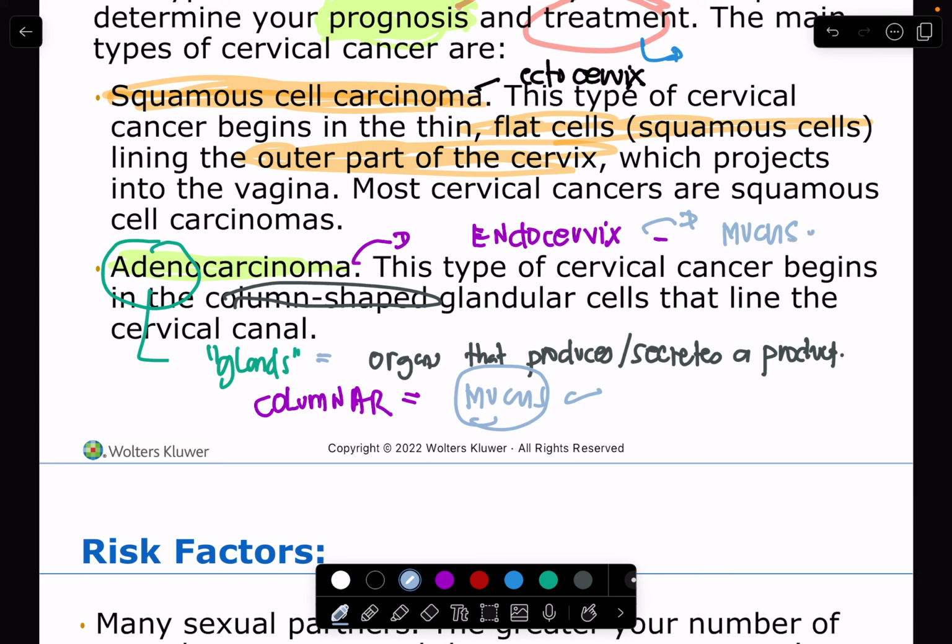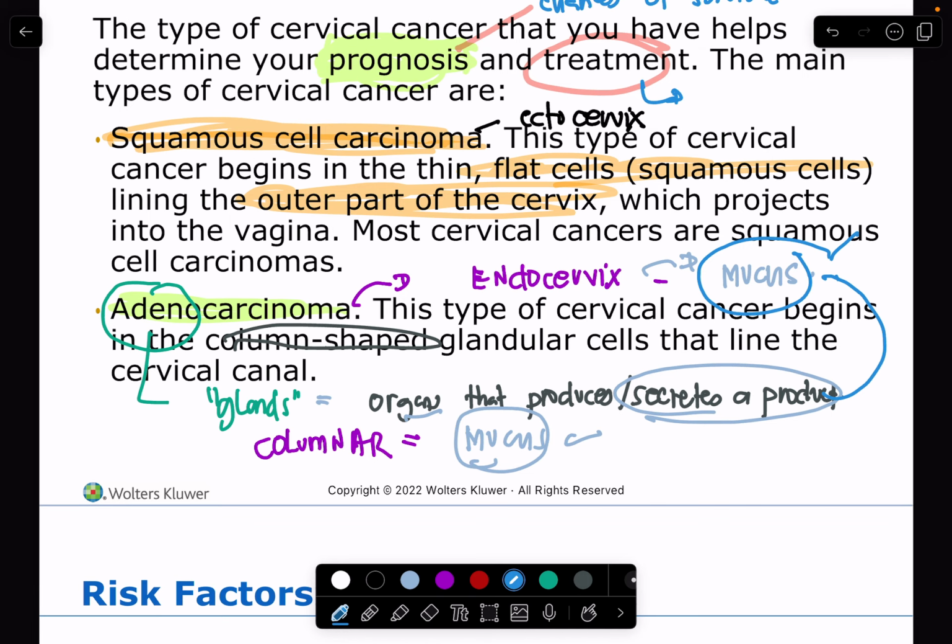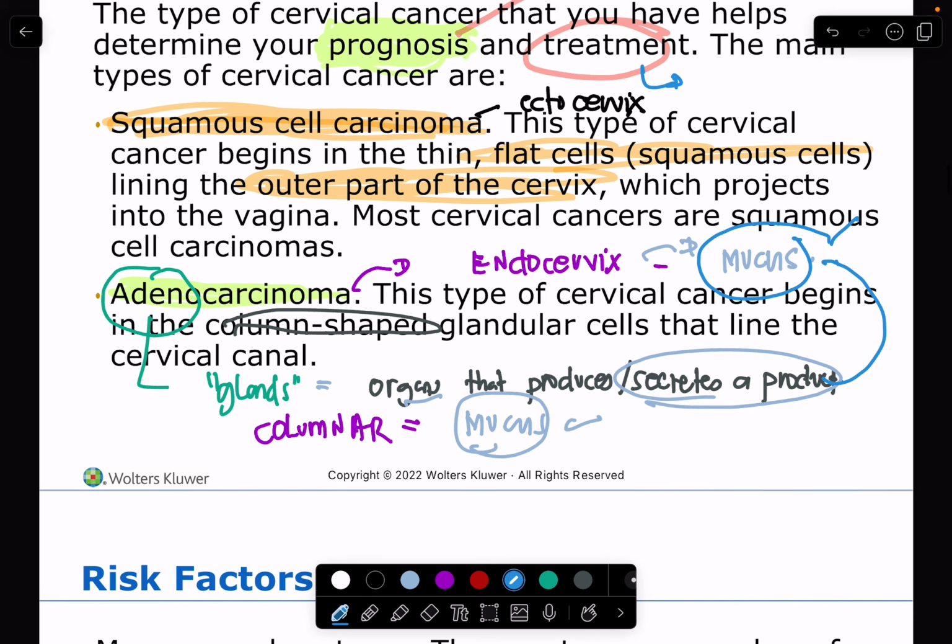So, adenocarcinoma, adeno means glands, and glands always pertain to organs that secrete a product. And what product am I referring to? The mucus. So the endocervix is capable of producing mucus. So these are the two types of cervical cancer, adenocarcinoma and squamous cell carcinoma. Squamous cell pertains to the ectocervix or the outer region, and adenocarcinoma pertains to the innermost region or endocervix.